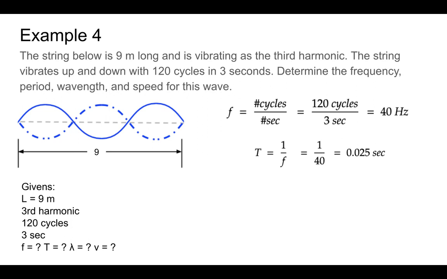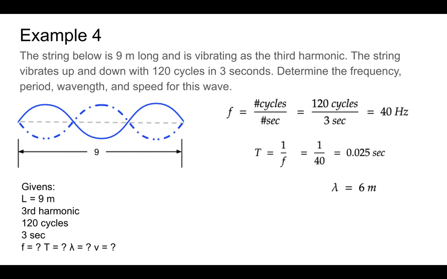I did show you the pattern on the last slide. Here, what I like to do kind of in my head is I like to divide this length by 3 because I have 3 antinodes. And I also know that I need 2 antinodes to make a complete wavelength. So if I divide this 9 by 3, I get 3, 3, and 3. And then I know that I need 2 of them to make a whole wavelength. So I get 3 plus 3, which is just 6. So that's my easy way to do it.